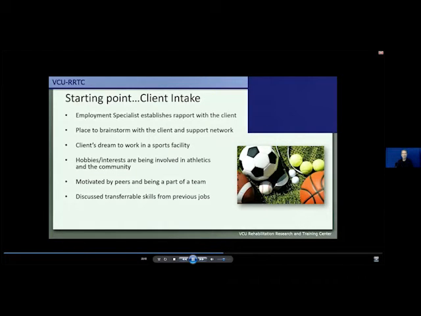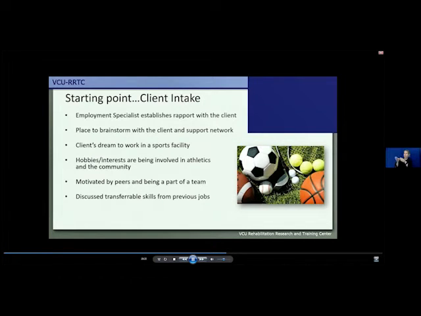So just taking a look at the starting point of when I'm first meeting my client, I am going to conduct an intake, which is really just a brainstorming session with the client and his support network. The individuals usually at that meeting are the vocational counselor or employment specialist, the client, and whoever is in their support network, like maybe mom or dad, grandparents, siblings, whoever is really supportive in that individual's life.